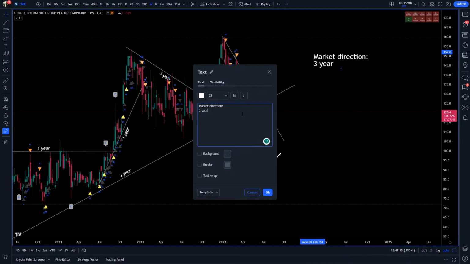The 3-year trend can last more than 3 years. I would say 3 to 9 years actually. I call it 3-year because there is no name for it, and because on the 3-year chart, this market direction shows that it is going up. So that's why I call it 3-year trend, 3-year market. So for the 3 years, going up.